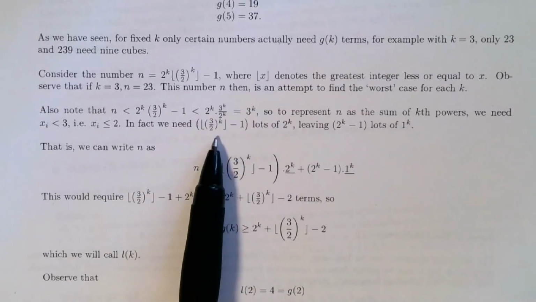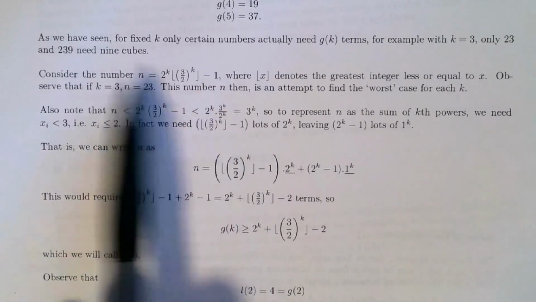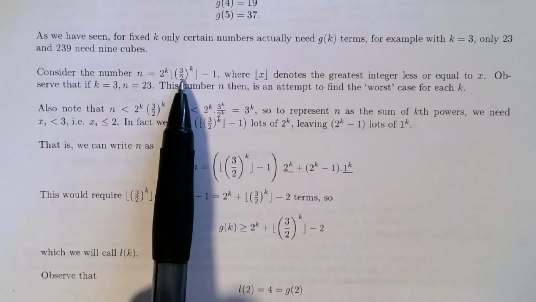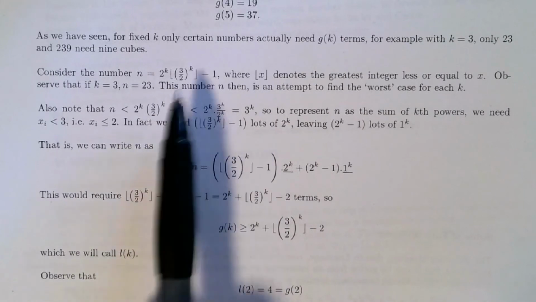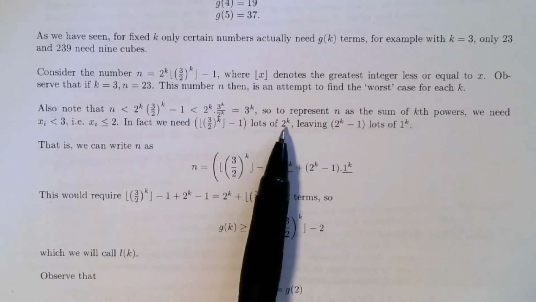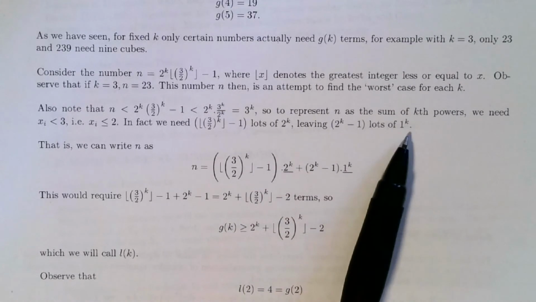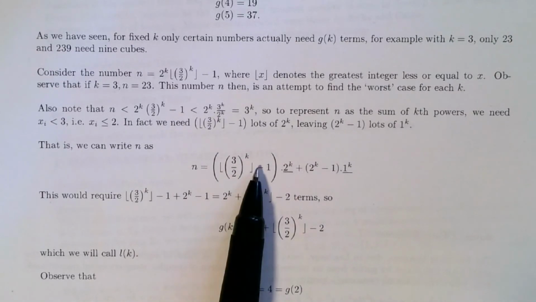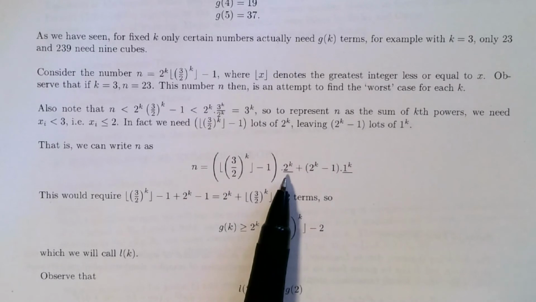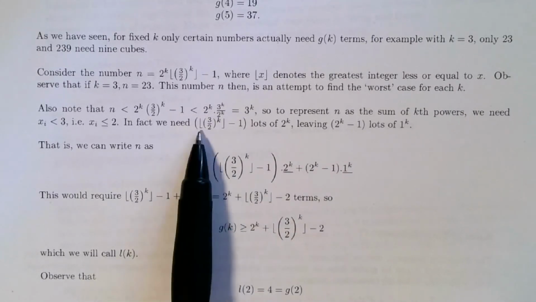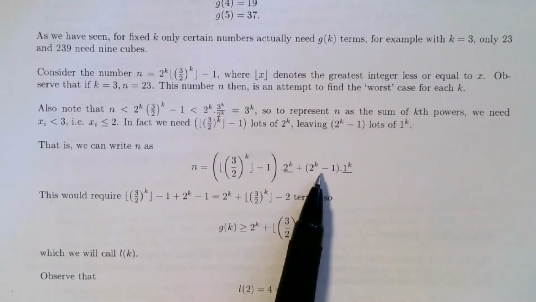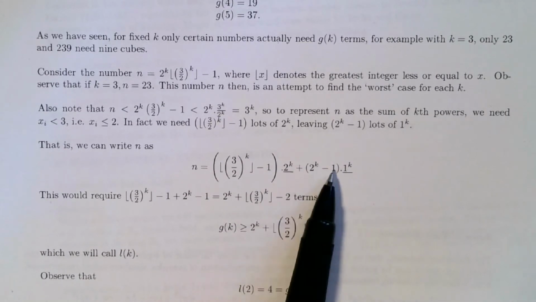Now we need, from what we've got here, that many lots of 2 to the k. So it's this number minus 1, because the minus 1 makes this smaller than that number. And that leaves that many lots of 1 to the k. So in other words, I can write n as this many multiples of 2 to the k. So it's 2 to the k plus 2 to the k plus 2 to the k that many times, and then plus 1 to the k that many times.